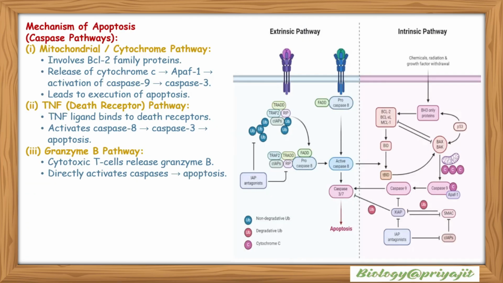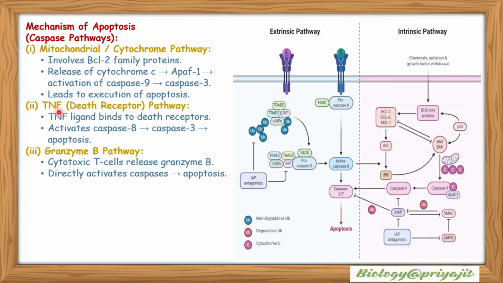Mechanism of apoptosis: caspase pathways, the mitochondrial or cytochrome pathway. It involves BCL2 family proteins. Release of cytochrome C causes APAF1 activation, activation of caspase 9, which also activates caspase 3, the executioner caspase, and it leads to execution of apoptosis.